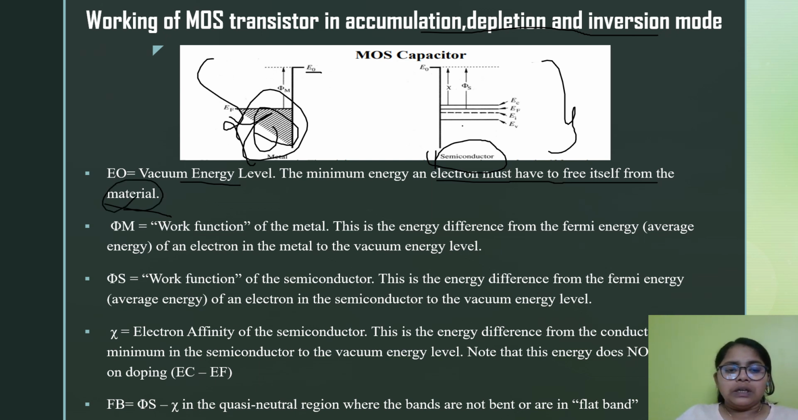And phi m is work function. Here phi m is mentioned, so that will be considered as work function of metal, and for semiconductor it is phi s, so that will be considered as a work function for semiconductors.